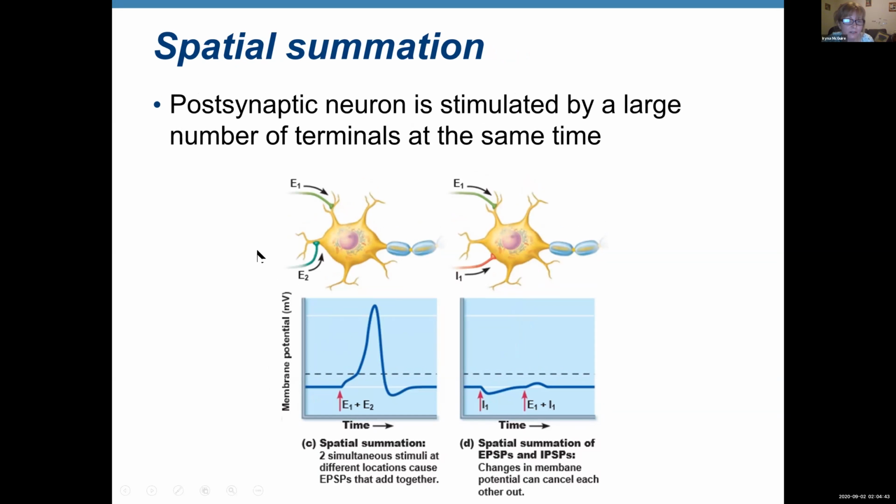Or what can happen, so here's one axon, right? And we're going to have another neuron that also fires. So here we have two synapses. But because we fire both synapses, they also add up, and it's called spatial summation. Or we have excitatory and inhibitory postsynaptic potentials, and they can cancel each other, right?